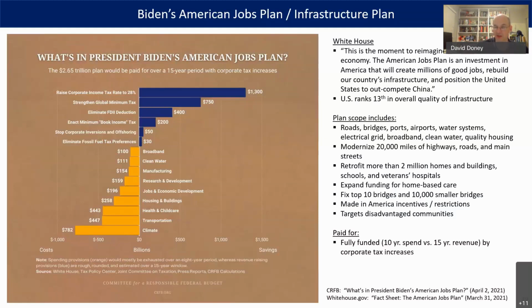But these things don't look like just liberal things. This is a very popular plan with Democrats and Republicans right now, and it's fully funded. So it's not a deficit increaser, assuming you don't bend the rules, but you look at 15 years of revenue versus 10 years of spending.